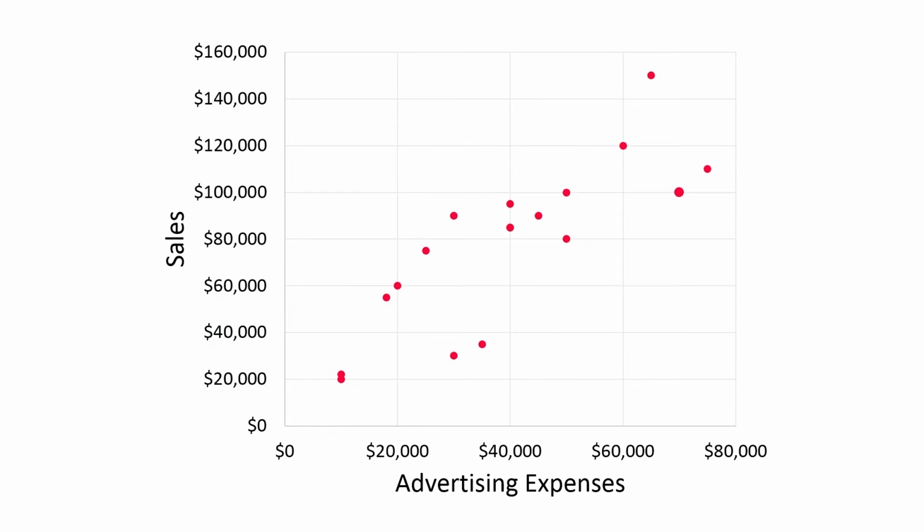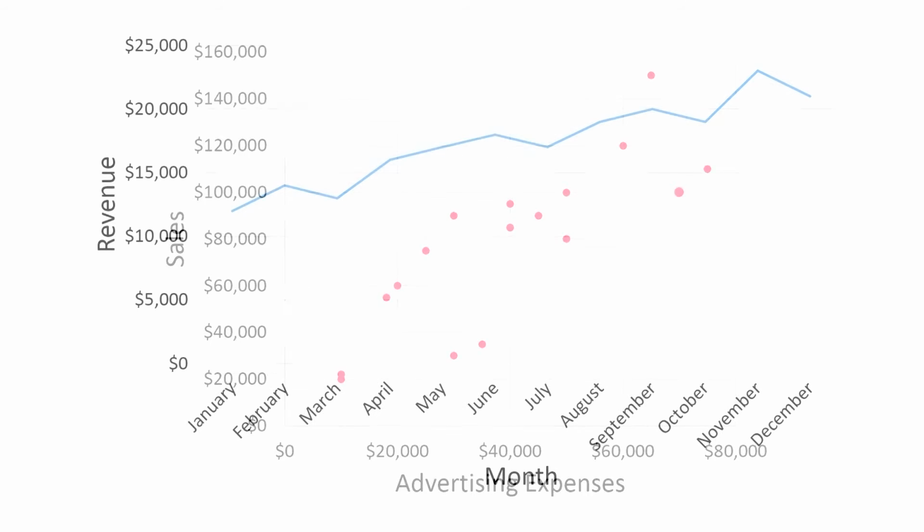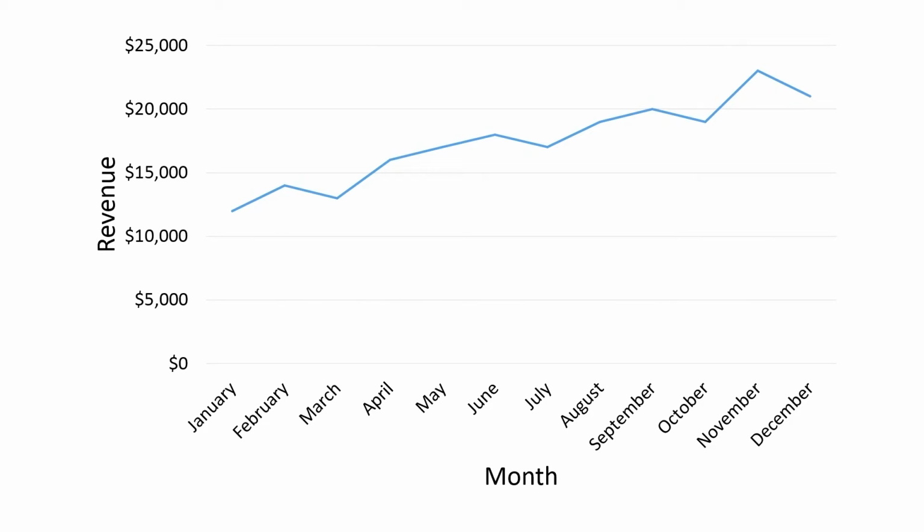A scatter plot shows you the relationship between 2 variables. Here, advertising expenses are along the horizontal axis, and sales are along the vertical axis. We can see that as we spend more money in advertising, our sales also tend to increase. A behavior over time chart shows us how behaviors change over time. Here we have the 12 months of the year along the horizontal axis and revenue along the vertical axis. It is easy to see that revenue steadily increased throughout the year.